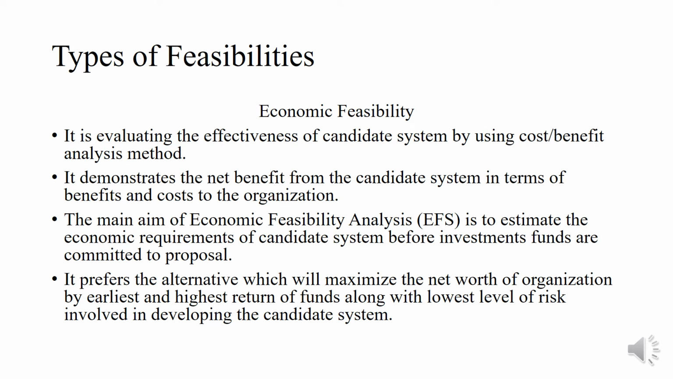There are different types of feasibility. Economic feasibility is evaluating the effectiveness of the candidate system by using the cost benefit analysis method. It demonstrates the net benefit from the candidate system. The main aim of economic feasibility analysis is to estimate the economic requirement of the candidate system. It prefers alternatives which will maximize the net worth of the organization by earlier and highest returns of funds.